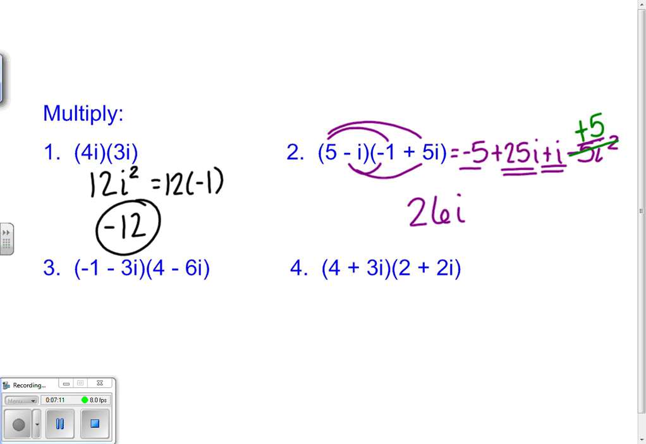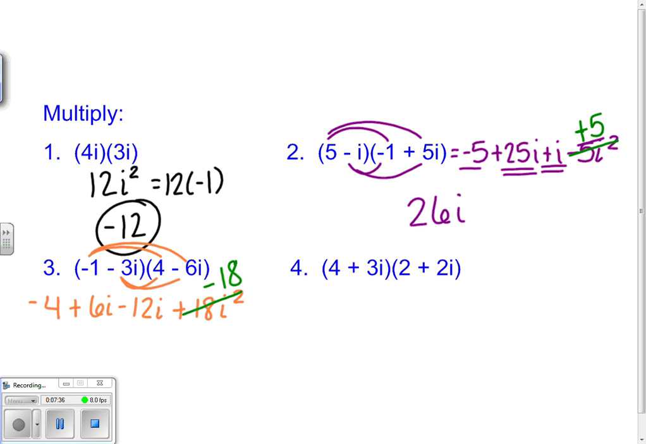Number 3, I'm going to start by distributing. -1 times 4 is -4. -1 times -6i is a positive 6i. -3i times 4 is a -12i. And -3i times -6i is a positive 18i squared, which I'm immediately going to change to a -18. Change the sign, drop the i squared.